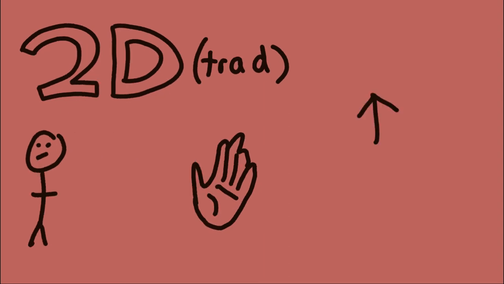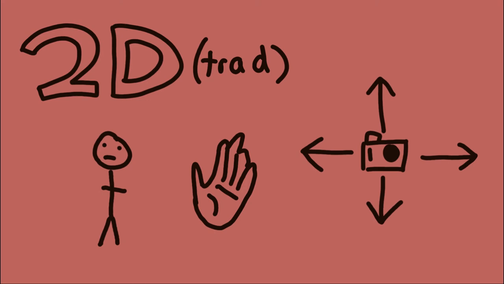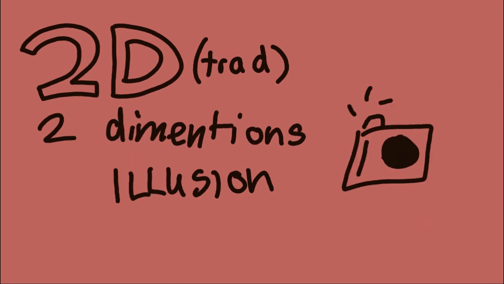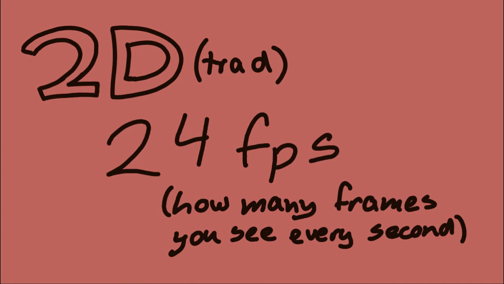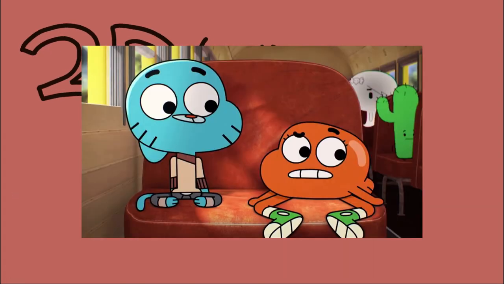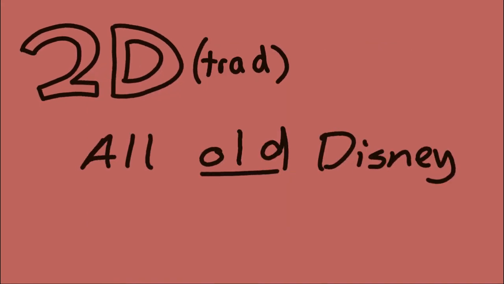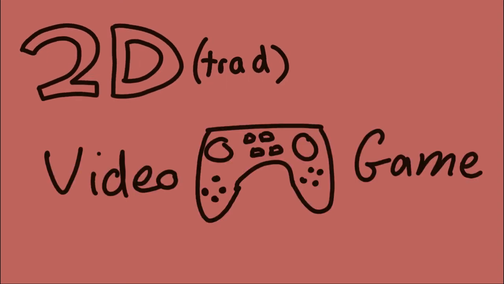Objects in 2D animation move up, down, left, and right in relation to the camera. They're created in 2 dimensions, hence the name 2D. An artist can create the illusion that an object is closer or further away from the camera. This style of animating is the oldest and is typically made at 24 frames per second. You can see 2D animation in series or films like The Amazing World of Gumball, The Owl House, and basically all old Disney films like Sleeping Beauty or Princess and the Frog. It's used often in films, however, another place 2D animation can be seen is in video games.